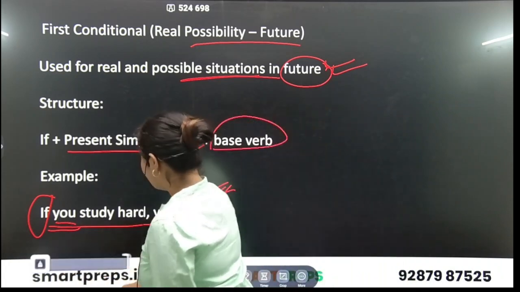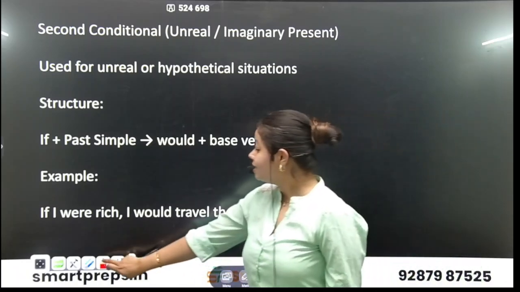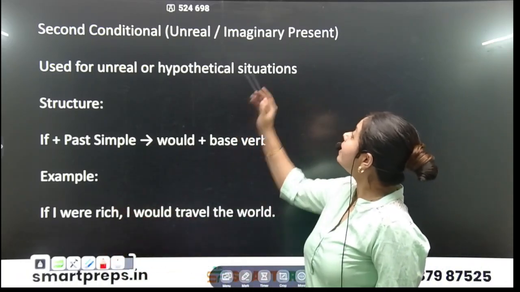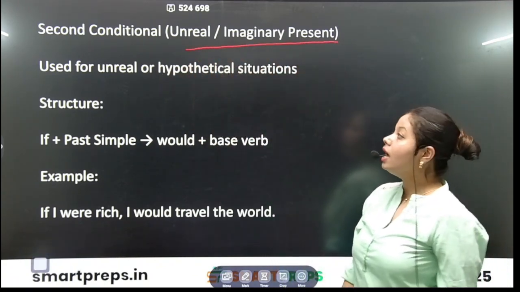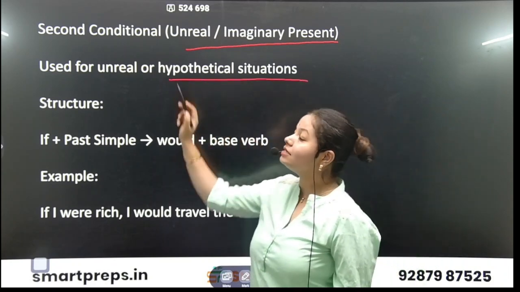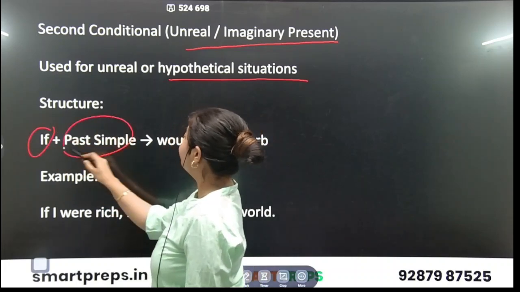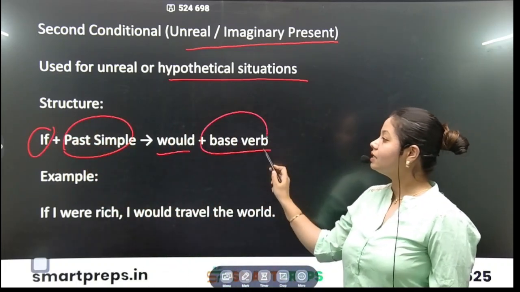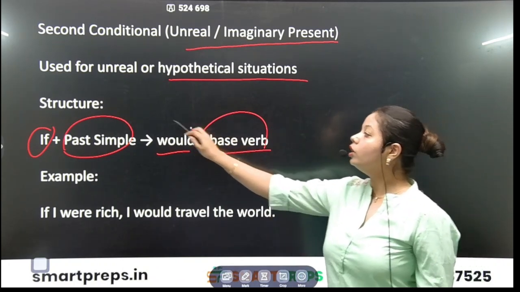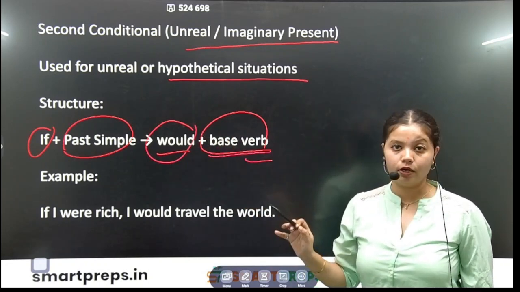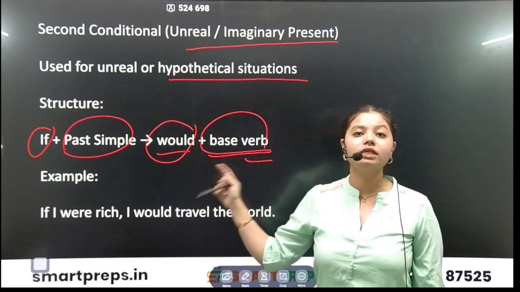Let's move on to the third type of conditional mood, that is the second conditional. It is used for unreal or imaginary present, for unreal or hypothetical situations. The structure is if plus past simple, would plus the base verb. The first conditional was using will here. In the second conditional we use would here.